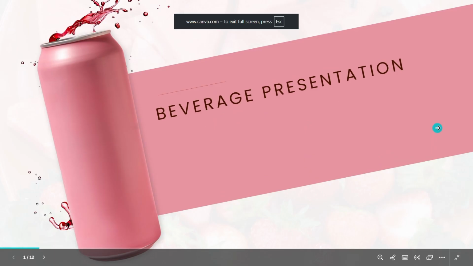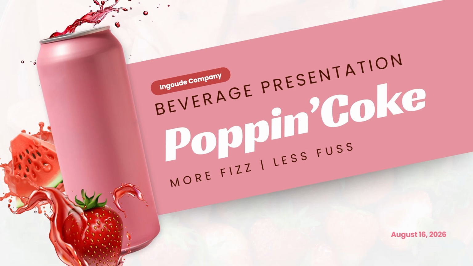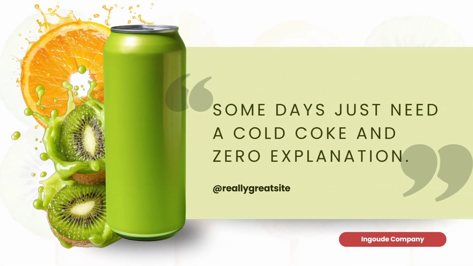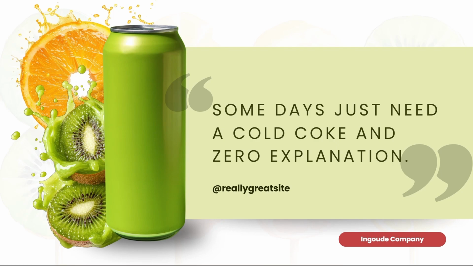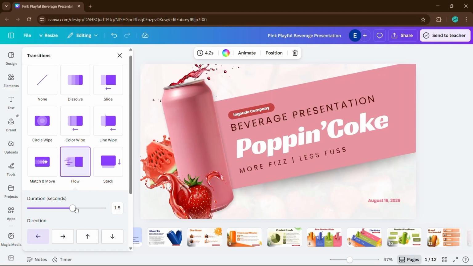Now preview your presentation again and watch how the first slide animates in, then smoothly flows into the second slide using the transition. That is how you combine animations and transitions the right way.